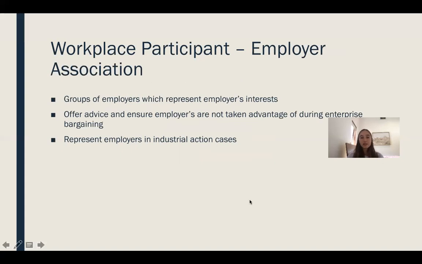The opposite of that is the employer associations. So employer associations represent the employer's interests and make sure that they're not taken advantage of by the employee. And that means ensuring that the pay and working conditions are fair and not making the business unprofitable when creating the agreement. As well as that, the employer associations will represent employers in any type of disputes if employees and employers can't agree on an agreement.